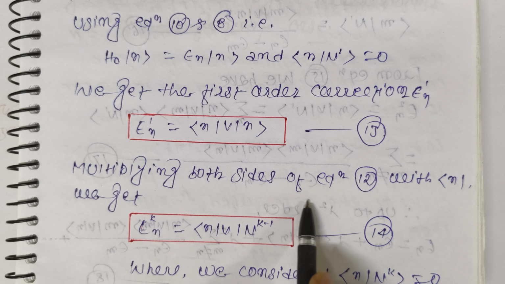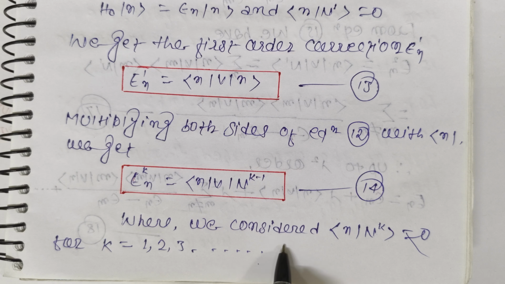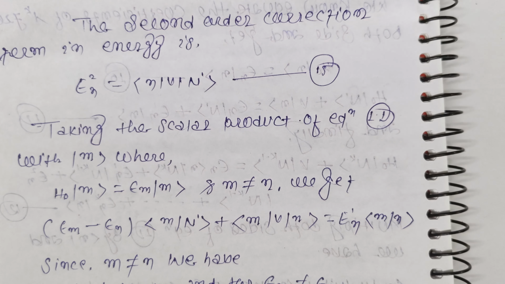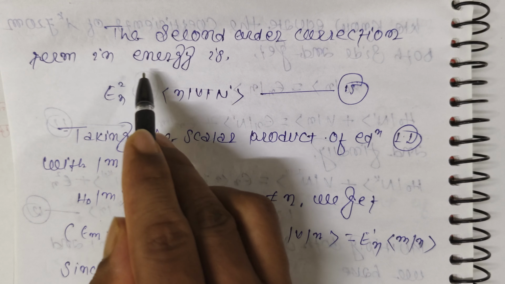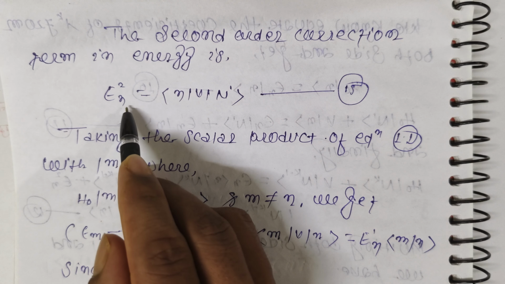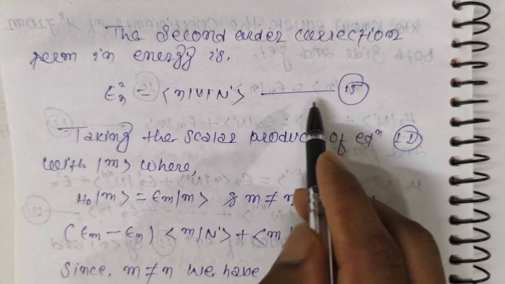Multiplying both sides of equation 12 with <n|, we get Enk is equal to <n|V|n,k-1>. This is equation 14, where we considered <n|nk> is equal to 0 for k is equal to 1 to 3. And then the second order correction term in energy is En2 is equal to <n|V|n1>. This is equation 15.